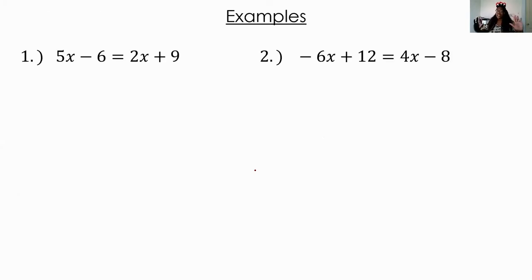Now, again, step by step. If you got it and you know it, keep going. I got the practice on, all right? Just fast forward. Now, we have 5x minus 6 equals 2x plus 9. So we got two forms of x on either side of the equal sign. We need to choose what side we want that variable on.